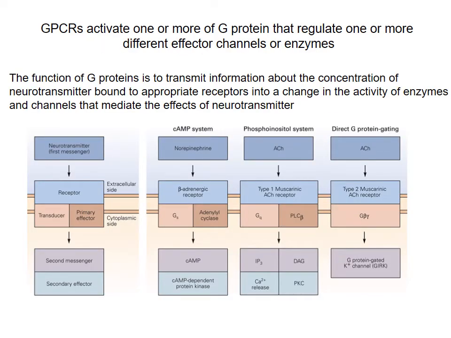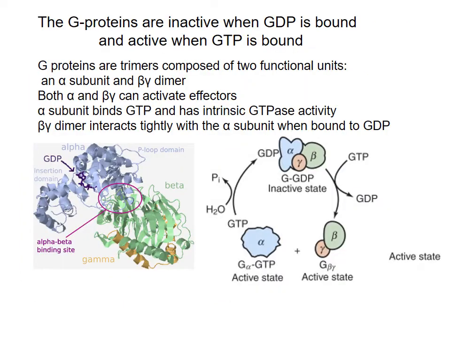So G protein coupled receptors are going to activate one or more G proteins, and the function of G proteins is to transmit information about the concentration of neurotransmitter that's outside of the cells to a change in the activity of different enzymes and then secondary signaling molecules. So that's what they do, they're transmitting this information. What's important to know is that G proteins are trimers, but they have 2 functional units. One is the alpha subunit, and then there's beta gamma, which are very tightly bound.